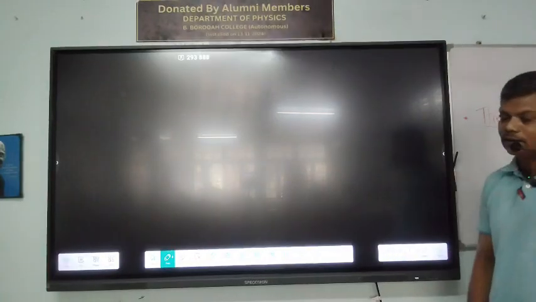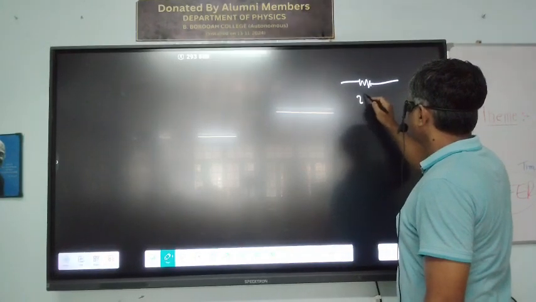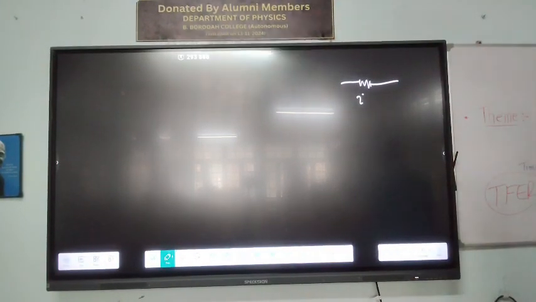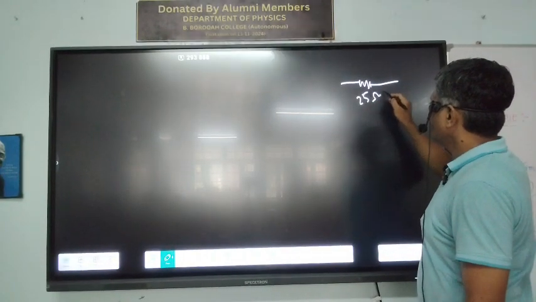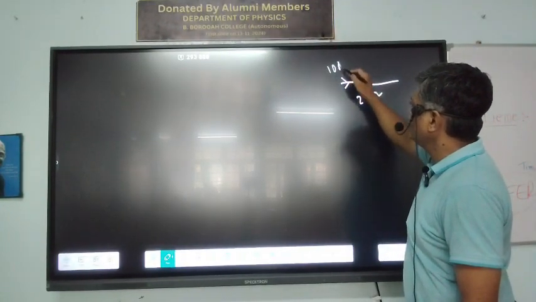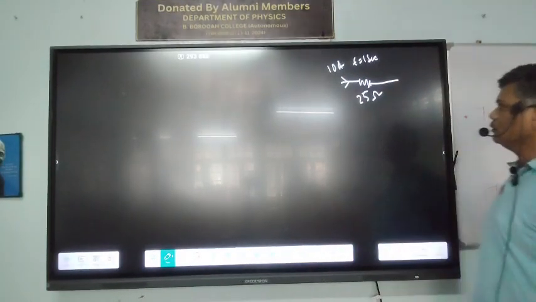So now let us go for another example. This example you have to do practically also. An electric current of 10 ampere is maintained for 1 second in a resistor of resistance 25 ohm. You have a resistor of 25 ohm, and you are allowing 10 ampere current to pass through it for time t equal to 1 second.